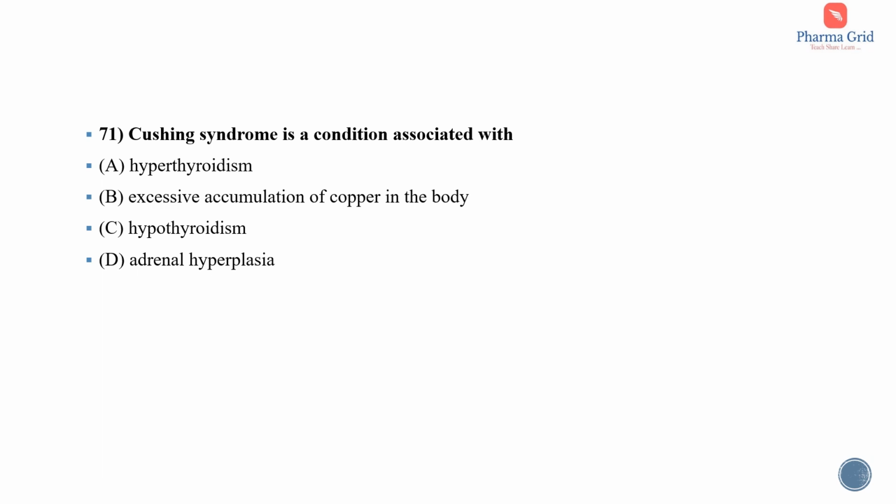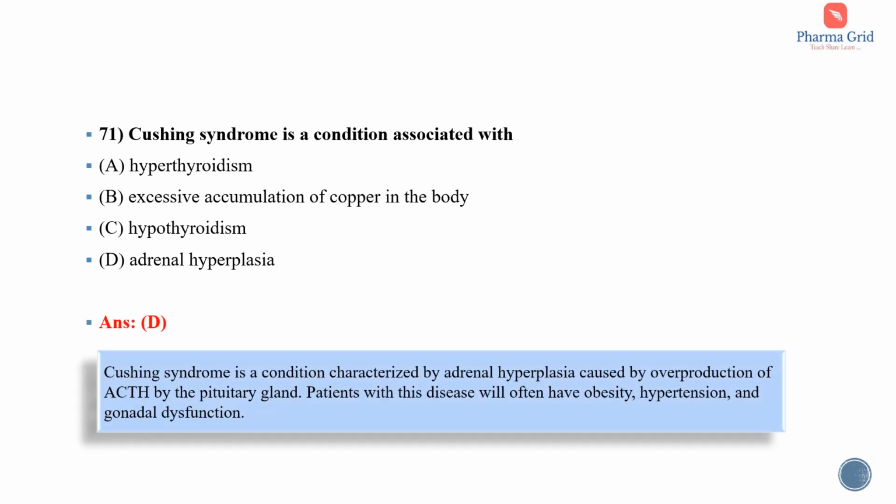The classic Cushing syndrome symptoms include redistribution of body fat, puffy face, hirsutism and increased appetite, observed in excess corticosteroid replacement. So here the correct answer is option D, that is adrenal hyperplasia. Cushing syndrome is a condition characterized by adrenal hyperplasia caused by overproduction of adrenocorticotropic hormone by the pituitary gland. Patients with this disease will often have obesity, hypertension and gonadal dysfunction.